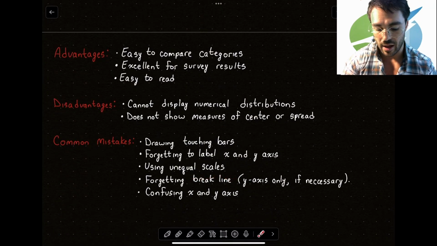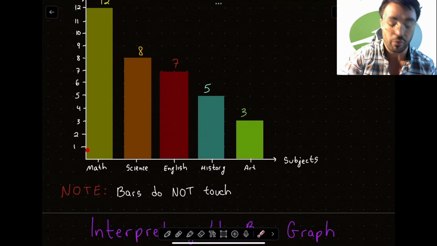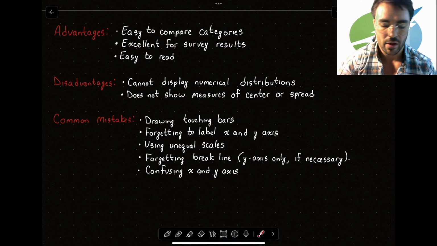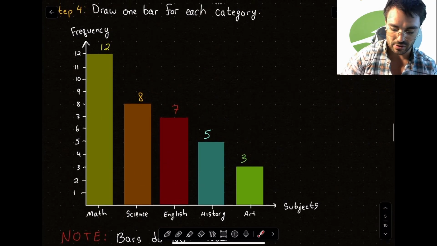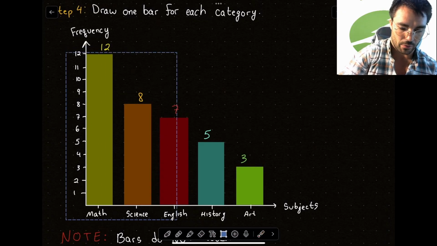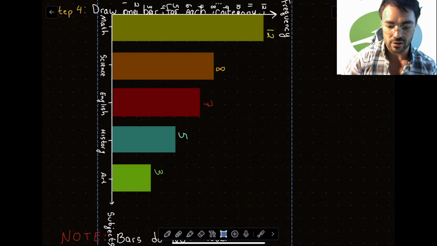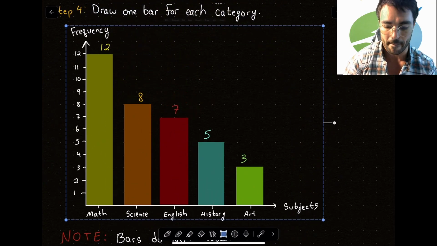Forgetting break line. I mentioned that before. Again, if we skip ahead a bunch of numbers, you need to include a break line on the y-axis, and confusing the x and y. We want this thing to go like this. If your bars are coming out this way, to left and right, that's incorrect. It must always be this way, up and down. Cool.